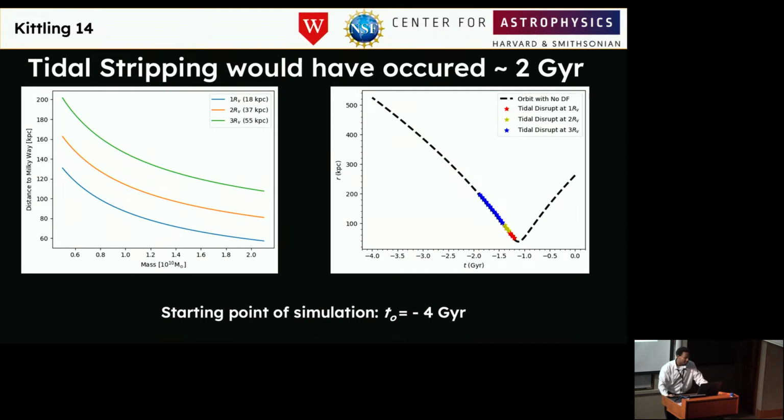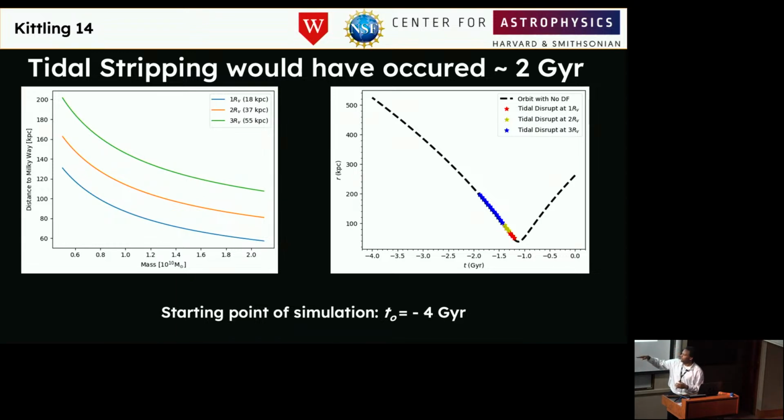Lastly, we want to find out when tidal stripping would have occurred. So we have this Milky Way potential object. We can also create a Leo 1 potential object, make it something simple like an isothermal sphere. If we put a star at a certain distance away from the center of Leo 1, we can calculate at what distance Leo 1 has to be from the Milky Way such that that star becomes stripped. And that's what this plot is showing.